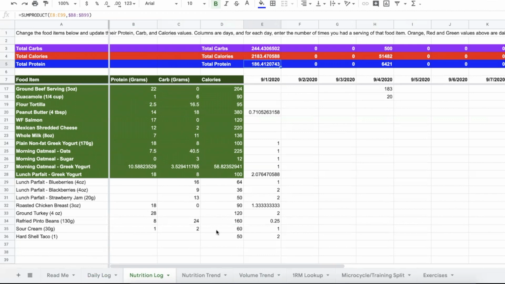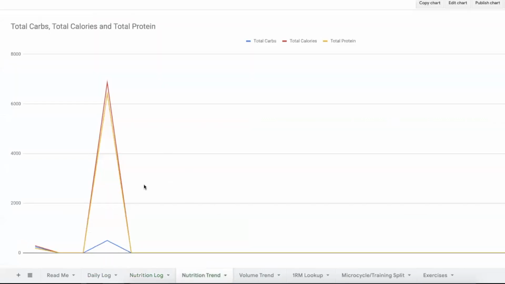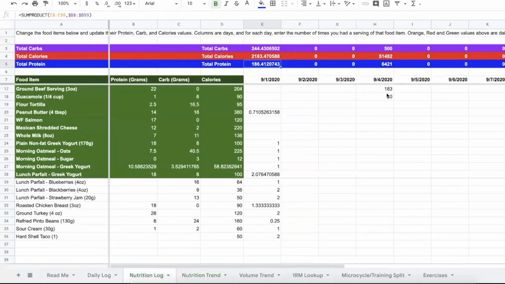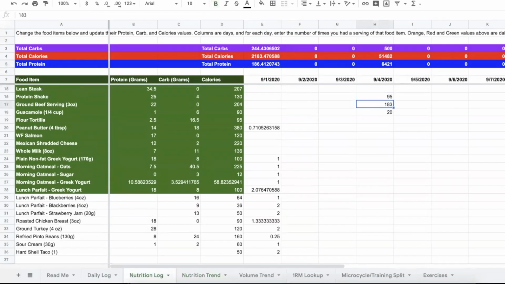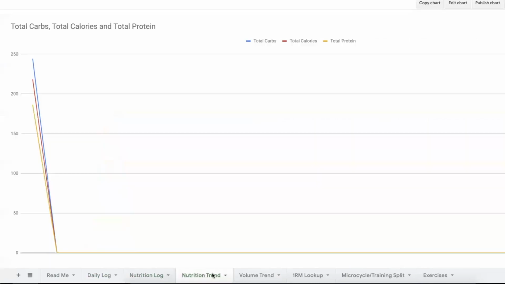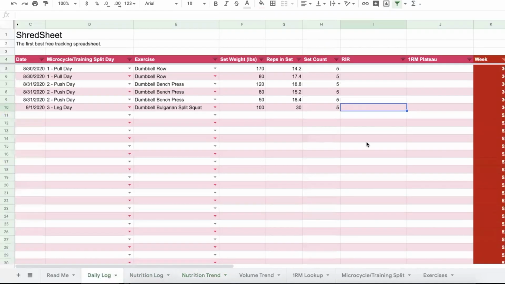So that's one update. I went ahead and threw in a trend that's associated with it, so you can see over time the total carbs, calories, and protein. I have some outlier numbers here that we need to get rid of that are skewing that trend a bit. But yeah, that trend is here, so you can see what those values look like over time if you wanted to track that. And that's the big update for the day.